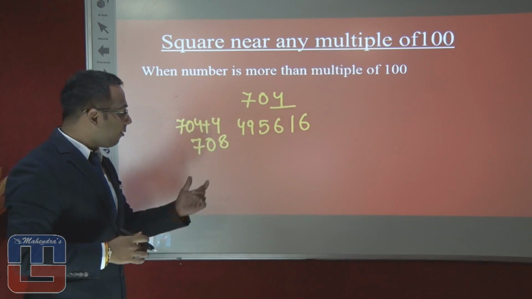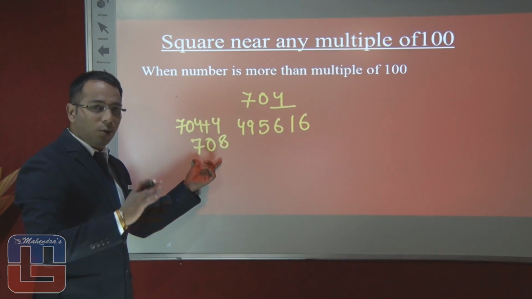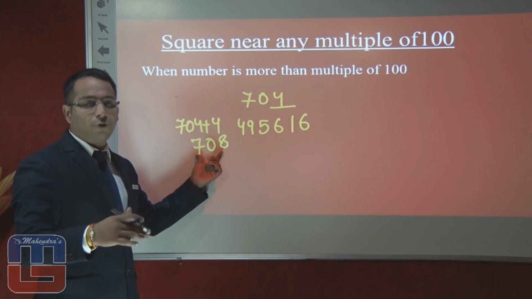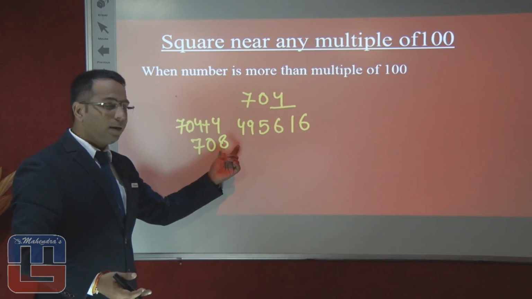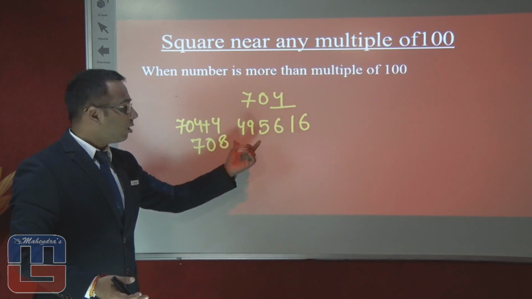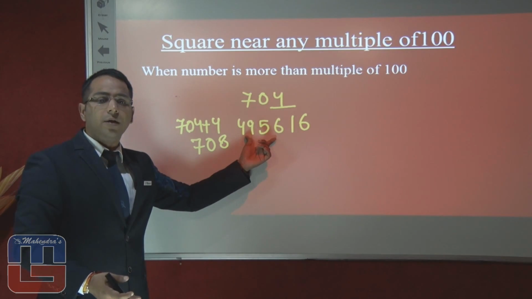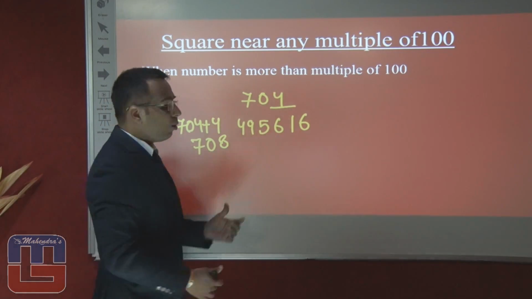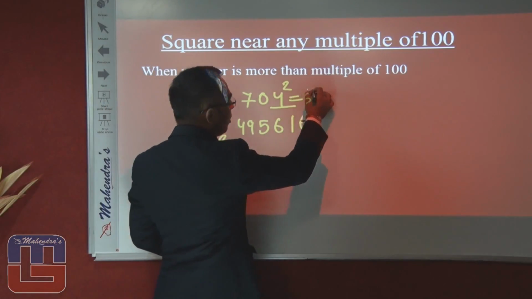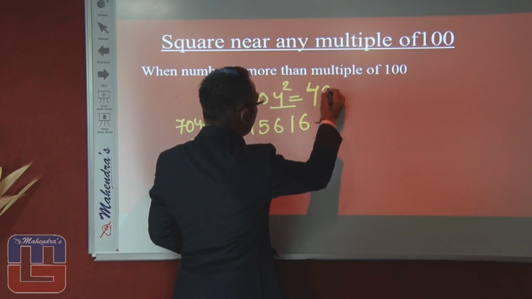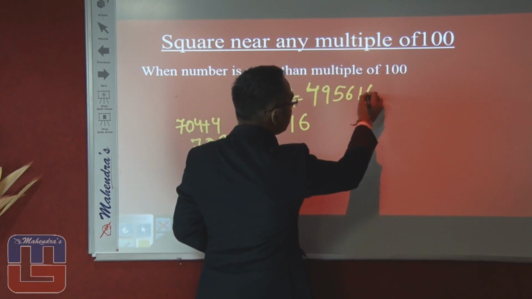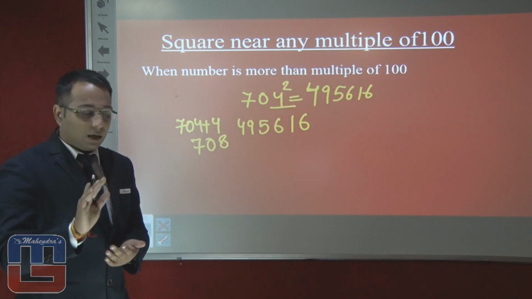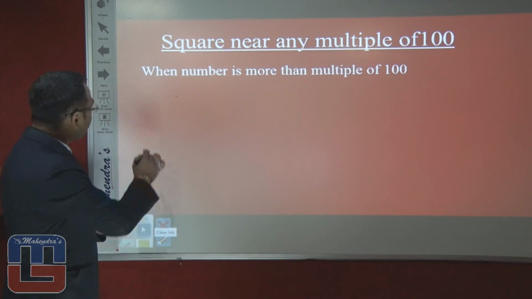Those who don't understand how I multiply it fast, what I have done? 700 into 7. It will give us 4900 and 8 into 7 is 56. So the multiplication will be 4956 and the square will be 495616. So square of 704 will be 495616. Great. So I think you all get the script.